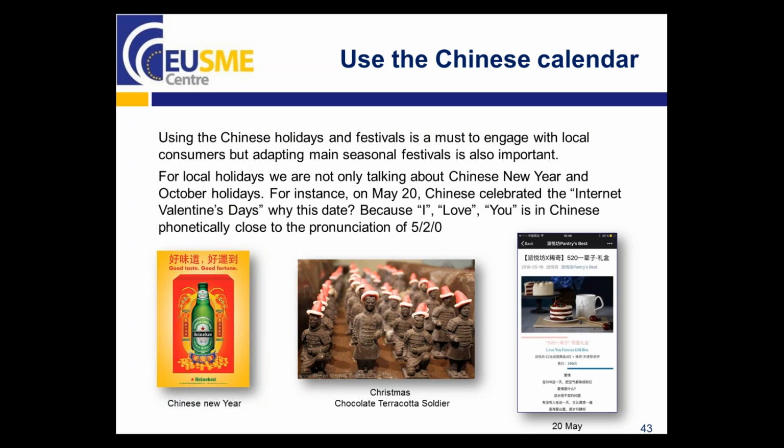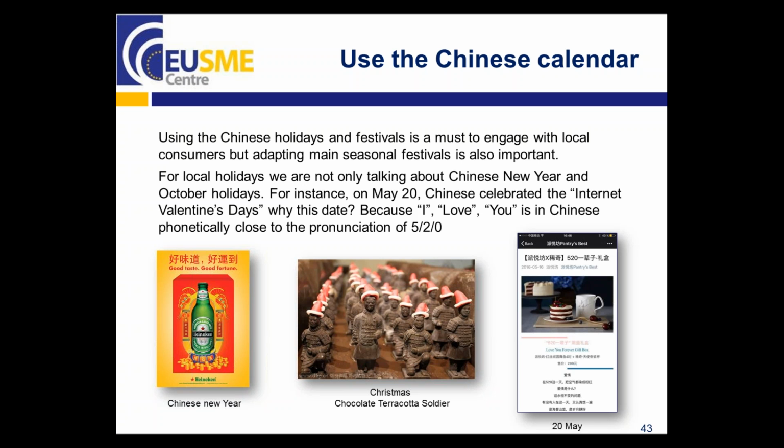And why is it so? Because 520 in Chinese, which you will say Wu Er Ling, sounds like Wo Ai Ni, which is I love you. Yes, it's complicated, but there you must learn Chinese.